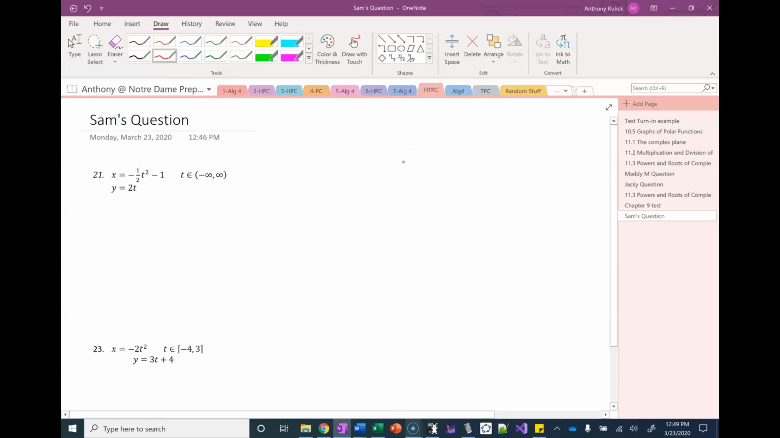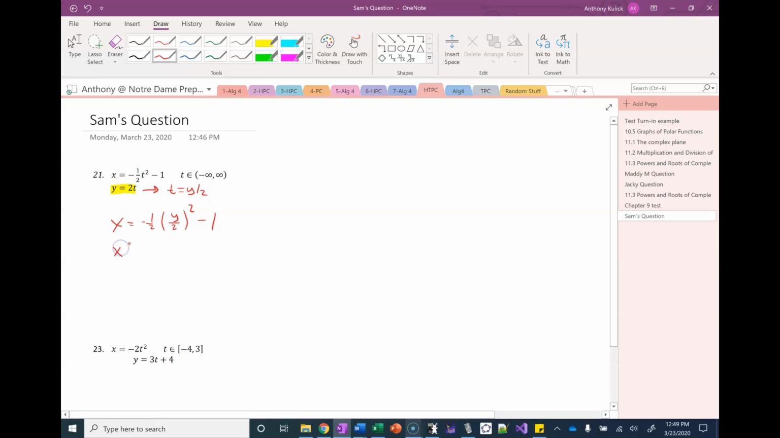So first things first, I'm asked to write these in rectangular form and then give the domain and range. So I'm going to look at my two equations and write one of them in terms of t. Seems most obvious to me to rewrite this one. If I divide both sides by 2, I get t is equal to y over 2. So x is equal to negative 1/2, and then I'll substitute in my y over 2 squared minus 1.